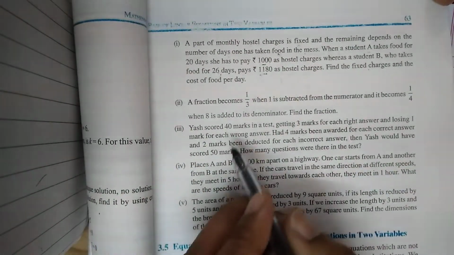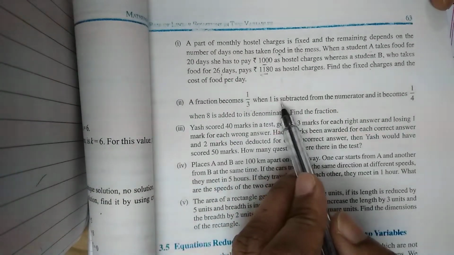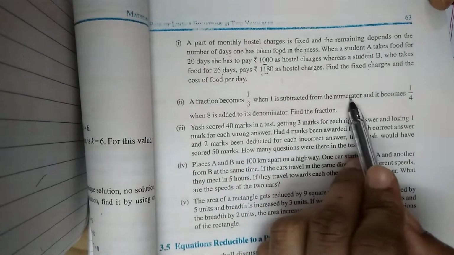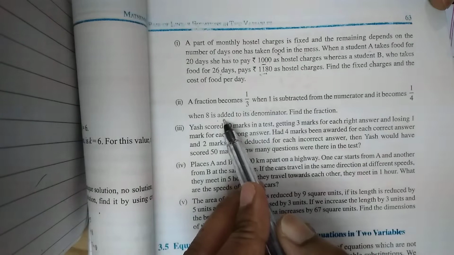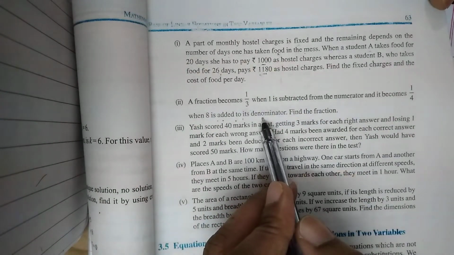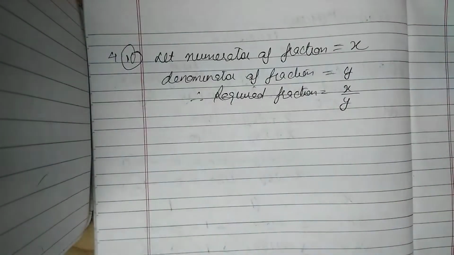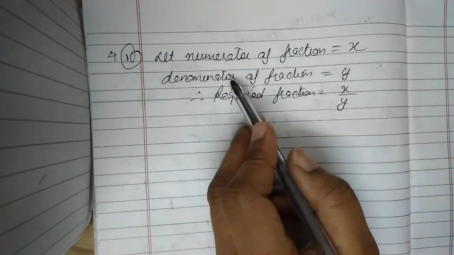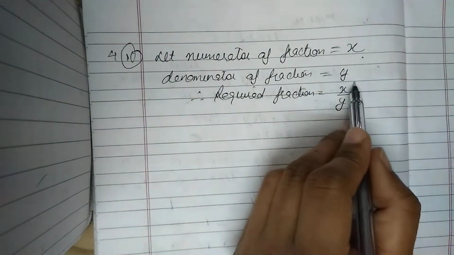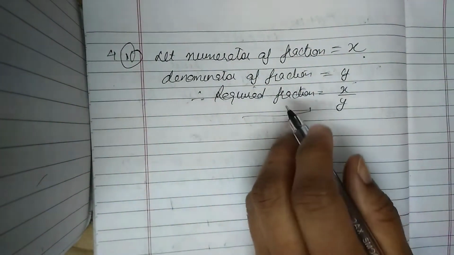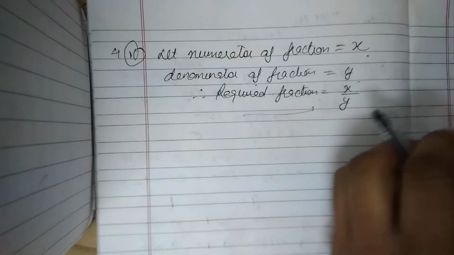Now question second. A fraction becomes 1 by 3 when 1 is subtracted from the numerator, and it becomes 1 by 4 when 8 is added to the denominator. Find the fraction. Now second part, let the numerator of the fraction be x and the denominator of the fraction be y. Then the fraction is numerator upon denominator, so the fraction is x upon y.